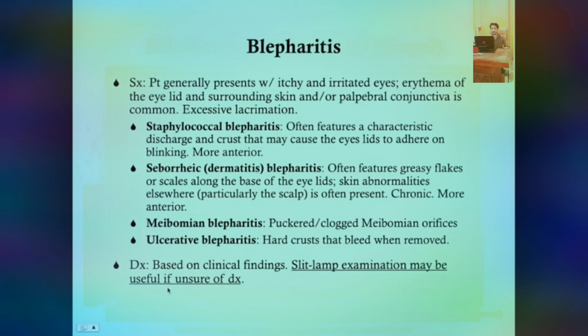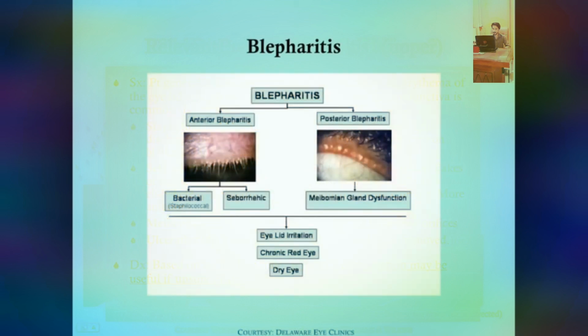As far as diagnosis, this is again a clinical diagnosis, but it can be aided with slit lamp examination if you're unsure of the diagnosis. So if the symptoms are more anterior, then it's probably bacterial or seborrheic. If they're more posterior, then it's probably meibomian gland dysfunction. But they tend to present with similar symptoms. So eyelid irritation, red eye, dry eye.